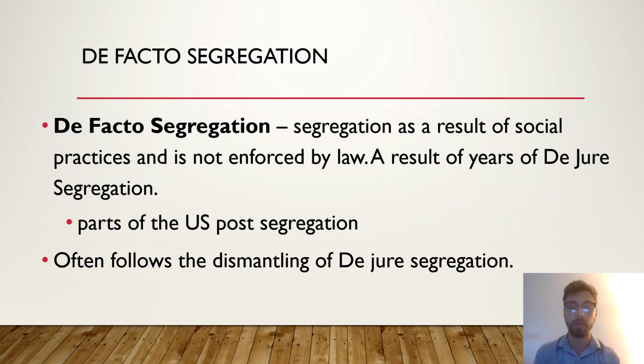De facto segregation, and I do not have a flowing way of remembering this. It's the opposite of de jure. De facto segregation is segregation as a result of social practices, and this is when the law does not enforce any segregation legislation. This is oftentimes a result of years of de jure segregation, and once it is dismantled, you do not see collectives immediately desegregated.